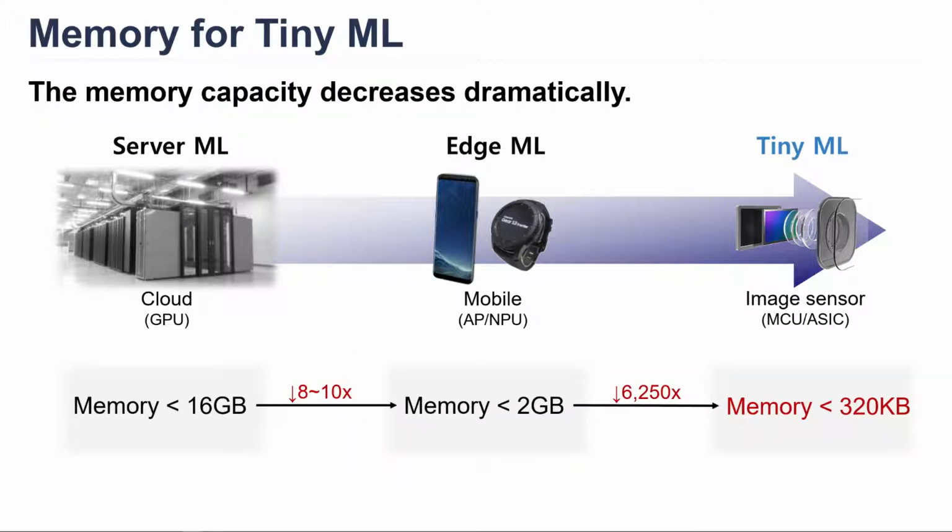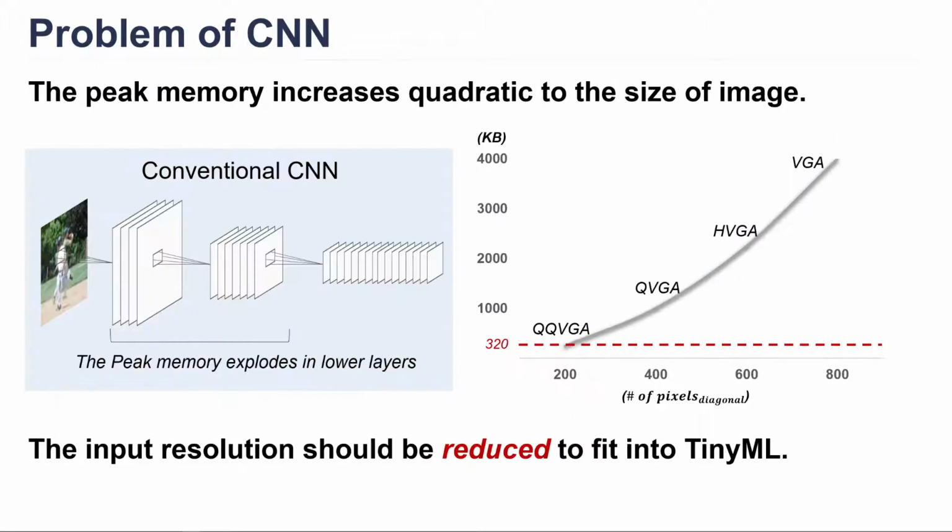Due to the power constraints, TinyML suffers from a hard limit on the memory size. This is because more memory consumes more power. Typical microcontrollers can only have memory up to 300 kilobytes, which is about 6,000 times smaller than the mobile constraints. Using conventional CNNs for TinyML is challenging, since the runtime peak memory explodes in the lower layer of the network, regardless of how small the model size is. Therefore, a common solution is to reduce the input resolution at the cost of accuracy.